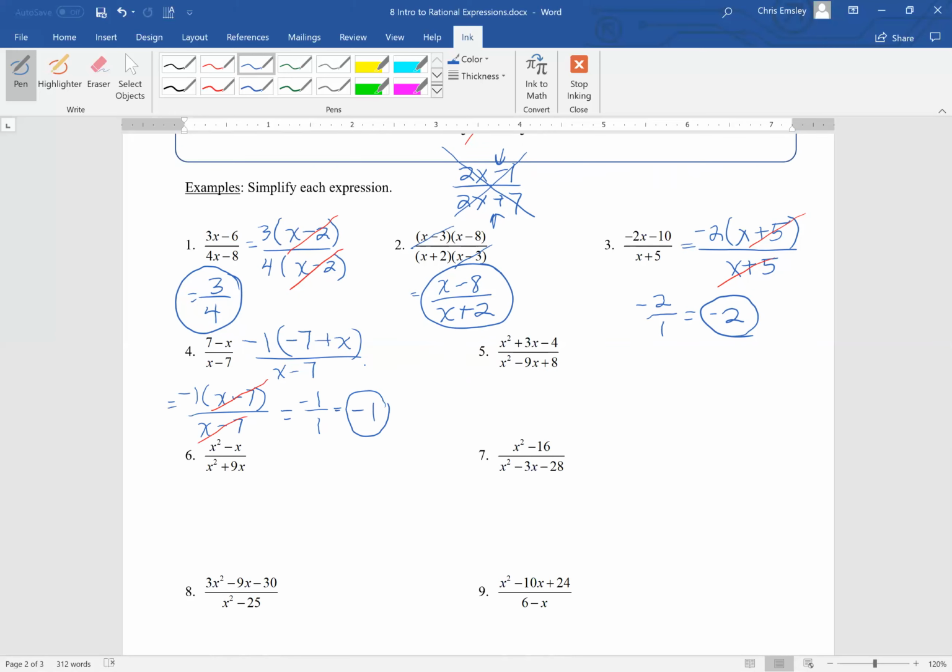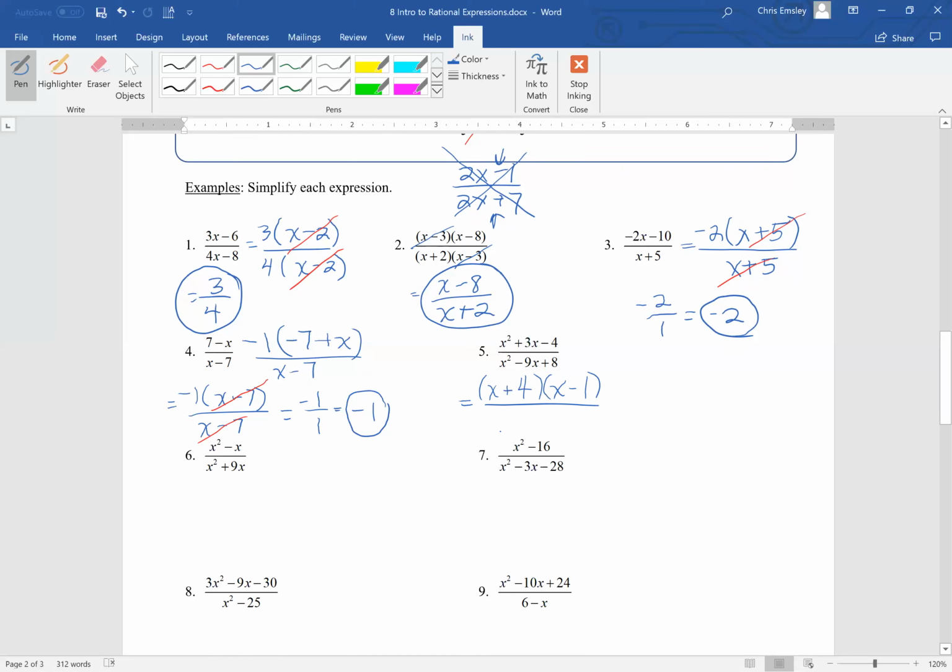Okay, number 5 and on, we get into a little heavier factoring. We have to factor both the numerator and the denominator here. So looking at that numerator, x squared becomes x times x. 4 could either be 1 times 4 or 2 times 2, but to get that middle term of a 3, I think we're going to need a 4 and a 1. 2 and a 2 can't give me 3. So it would be a +4 and a -1 to get that 3 in the middle.